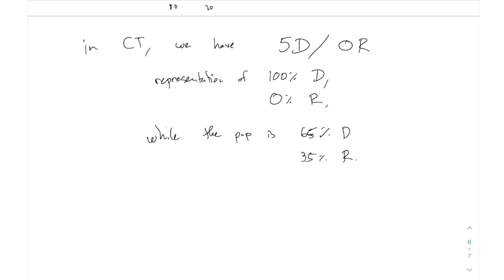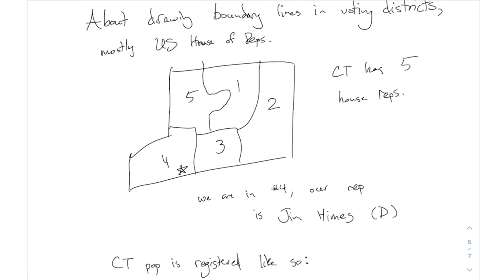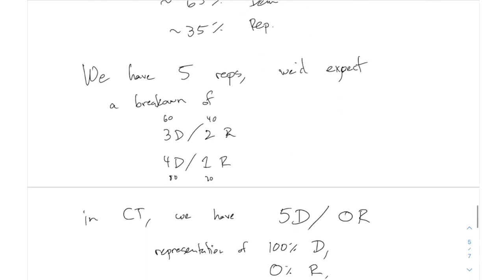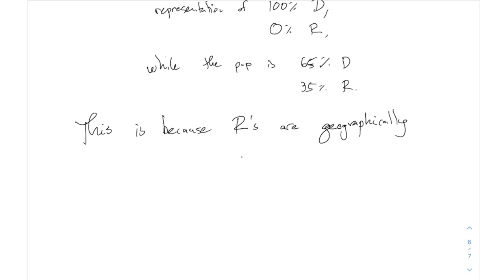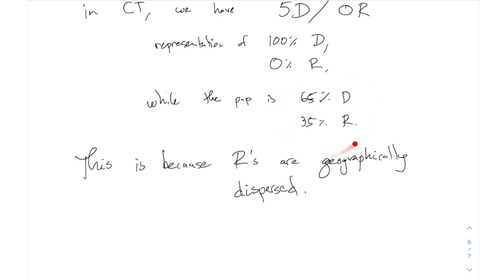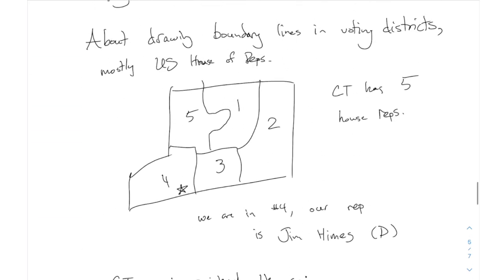The answer is kind of gerrymandering, or at least it has to do with the way the lines are drawn, all right? It turns out in this map, the reason Republicans have no representatives, and we'll talk more about this next time, is because the Republicans are geographically dispersed. This is a fact about where people live in the state of Connecticut. What I mean is the population is 65-35, but it's not like those 35% all live in District 3. They don't. They live kind of everywhere, right?